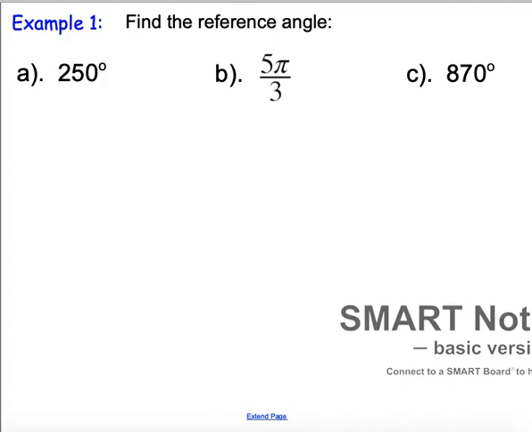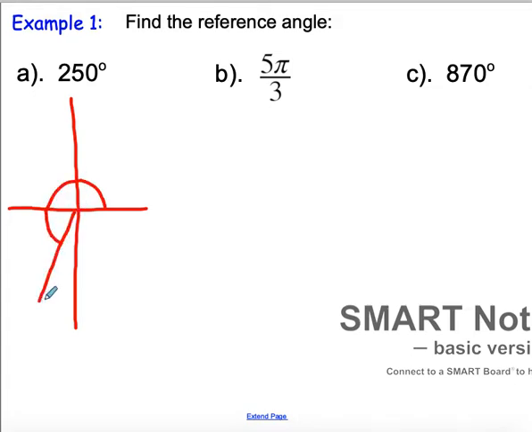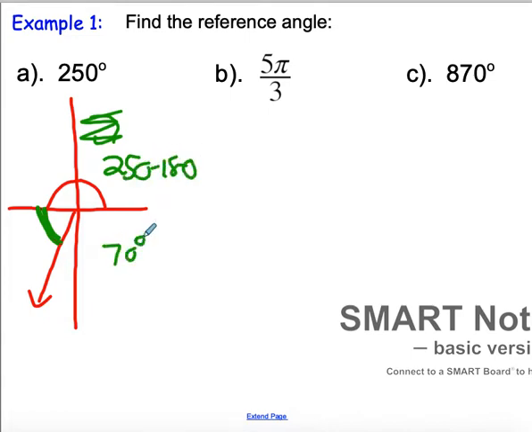We need to find the reference angle of these, and so I'm going to go through these kind of quickly. 250, you go over 90, 180, you go over 70 more. The reference angle is the closest way back to the x-axis, so it's this one right here. So you have to do 250 minus 180. Okay, and you get a 70-degree reference angle.